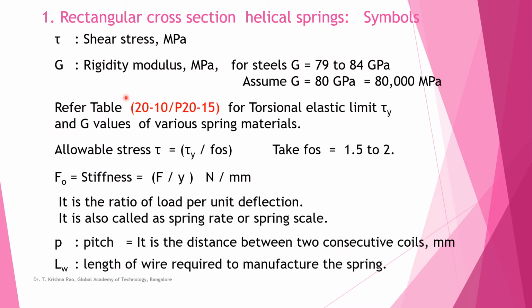For helical springs, most of the symbols are the same. Tau is the allowable shear stress, G is the rigidity modulus, and tau y is the elastic limit, the torsional elastic limit, which we get from the table for different materials. Table 20-10, page 2015, lists different materials. There are two properties given, tensile properties and torsional properties. For helical springs, we use torsional properties. For leaf springs, we use tensile properties. G, the rigidity modulus, as usual, whenever it is not given, we take about 80,000 MPa for steels.